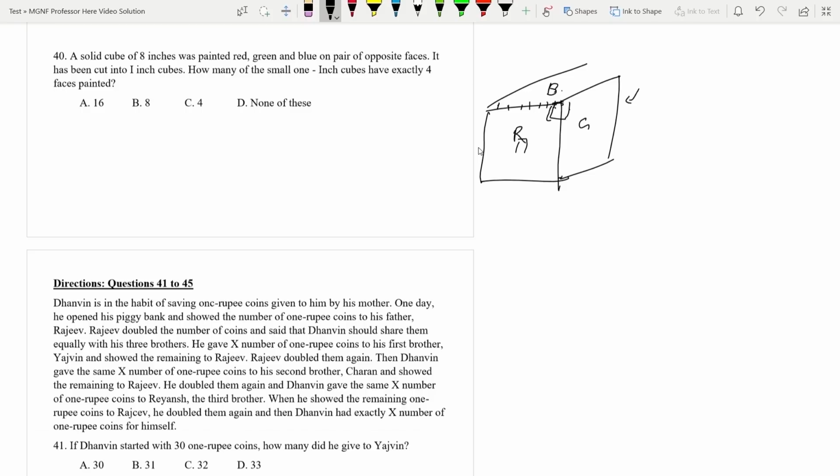If you take a piece from here, there is only 1 face painted. If you take a piece from here, then there are 2 faces painted. Maximum is for this corner piece, and there is 1, 2, 3. That is the maximum we can go.